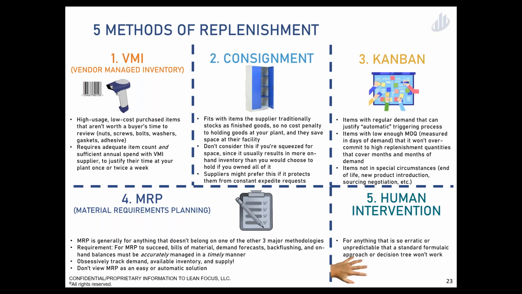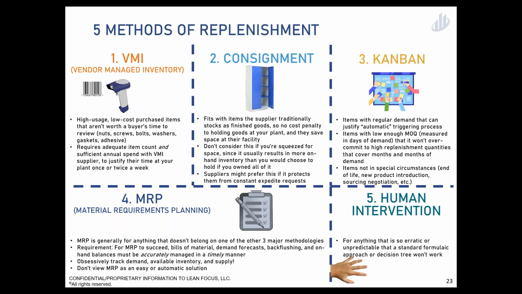You need to have a minimum order quantity that's low enough that you can justify, yep, every time I commit to this, I'm going to get a quantity that's reasonable for me to have on the shelf. My general rule of thumb is that if your minimum order quantity covers more than 6 months of demand, it doesn't qualify for Kanban. That's too much to commit to without somebody taking a look at it.